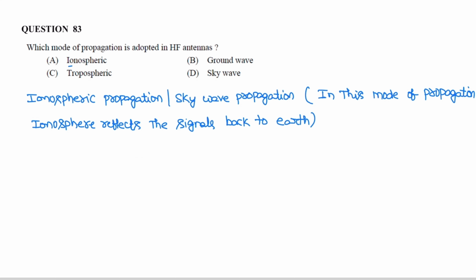Next question. Which mode of propagation is adapted in high frequency antennas? It is ionospheric propagation or skywave propagation. In this mode of propagation, the ionosphere reflects the signal back to earth. It is adapted in high frequency antennas.